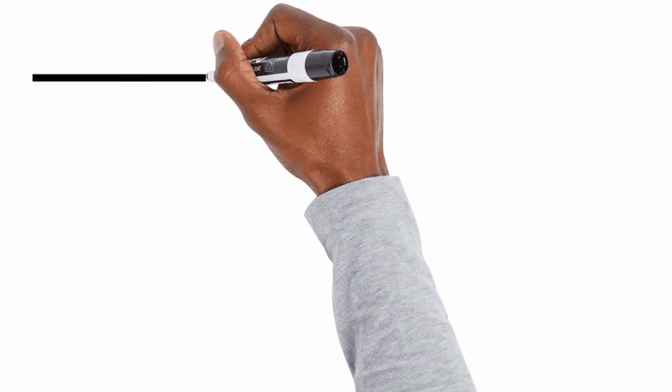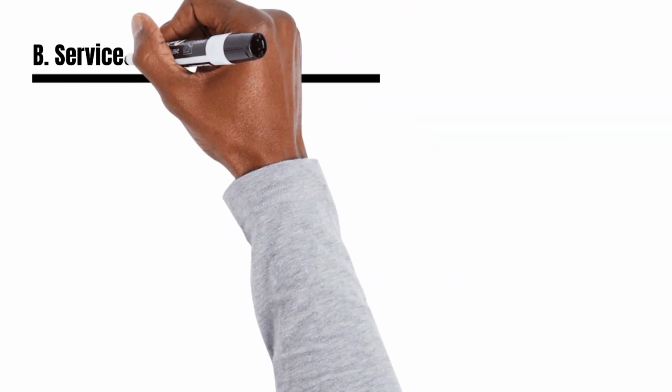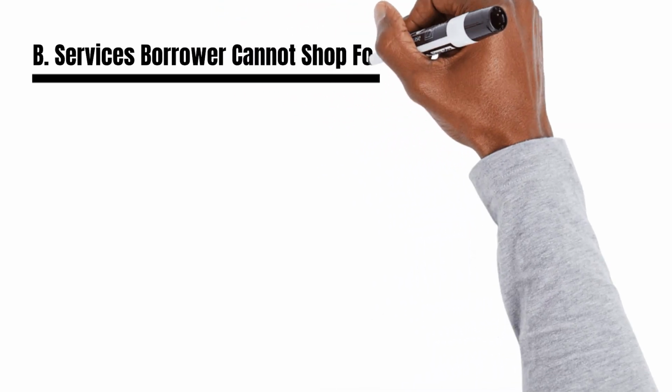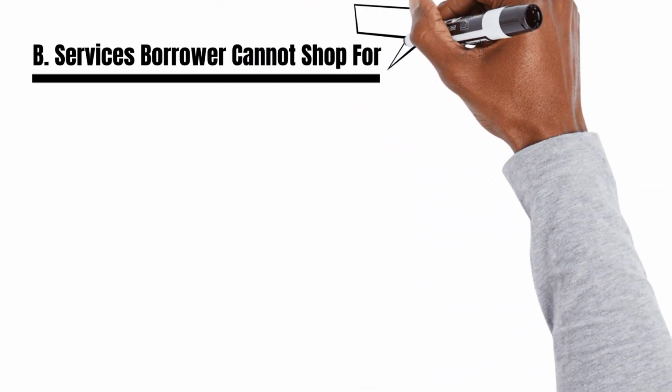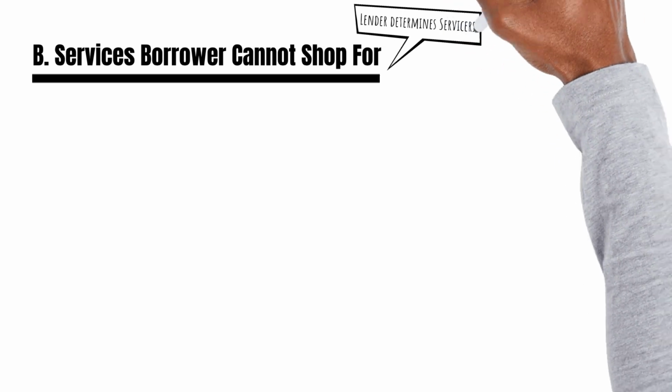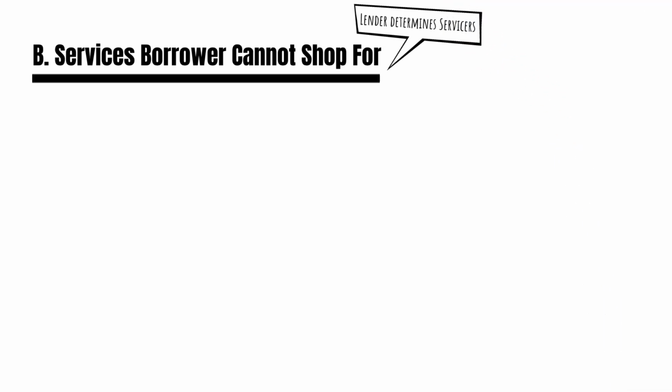Now, let's move on to Section B. Section B is going to be services a borrower cannot shop for. And the reason that is the case is because the lender has ultimately determined who is going to provide these particular services for you that show up in this section.